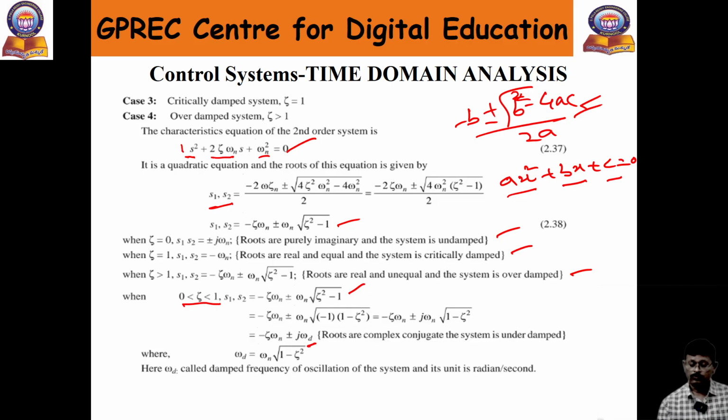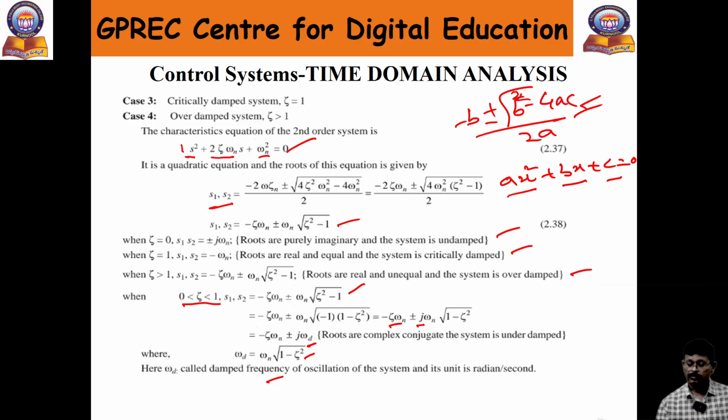What is omega d? Omega n root of 1 minus zeta square is called the damped frequency. Omega d is called the damped frequency. You are taking the value of zeta between 0 and 1. Now, taking the minus 1 outside, we get 1 minus zeta square, so we automatically get j here.